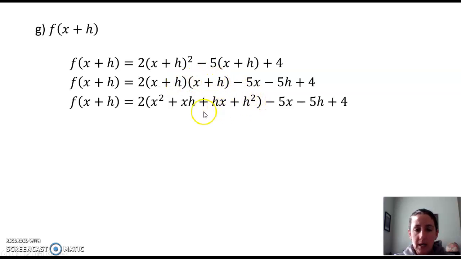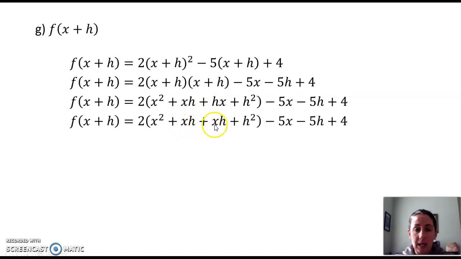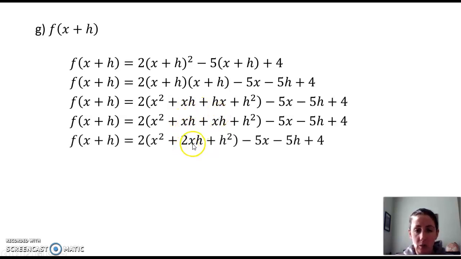Now, notice right here, do we have any like terms? Even though this is written x times h and this is h times x, like terms have the same variables with the same exponents. Remember, multiplication is commutative. 2 times 3 is the same thing as 3 times 2. So x times h is the same thing as h times x. So I can rewrite that in the other order. And so now you can see that these are like terms, and I can combine them together to get 2xh.